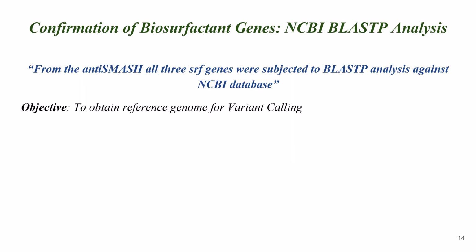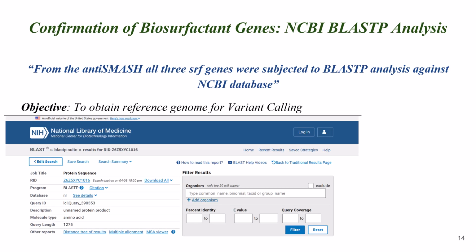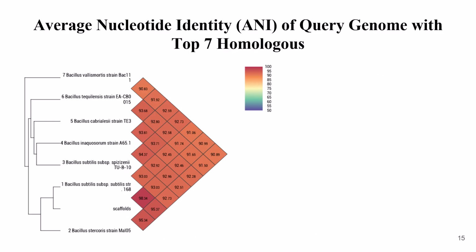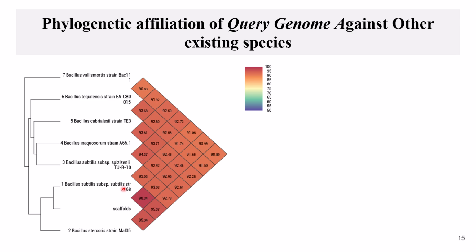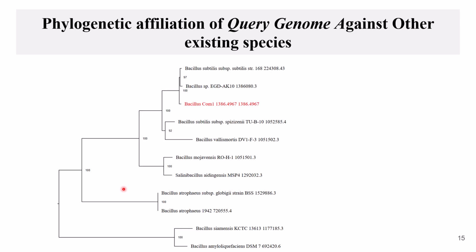We collected some reference genomes for variant calling from NCBI by doing BLASTP. From all the results we got from NCBI, we took the top 7 homologous genomes and did an average nucleotide identity run. In this heat map, you can see the scaffold, the strain we worked with, has 98.34% similarity with Bacillus subtilis strain 168. We also did a phylogenetic affiliation of the query genome against existing species. It shows that whenever our strain comes across Bacillus subtilis, it gives 100% similarity.